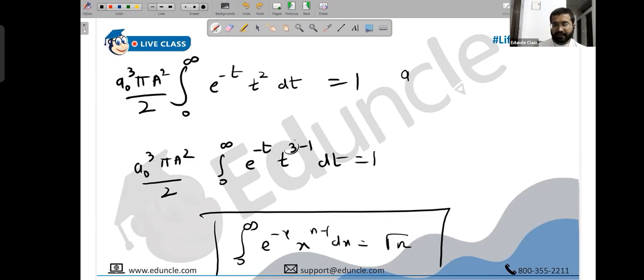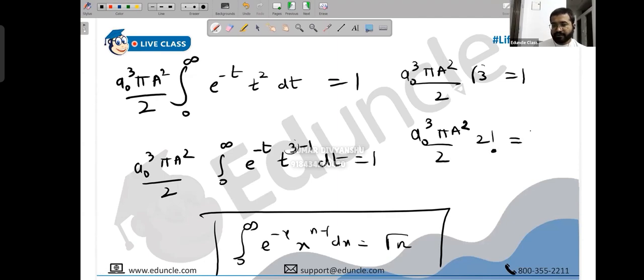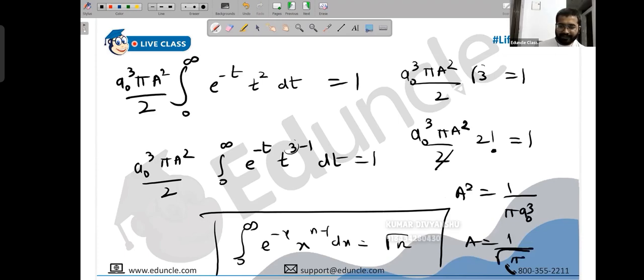So we have a naught cube pi a square upon 2 times gamma 3. What is gamma 3? 2 factorial. The 2 gets cancelled. We have a naught cube pi a square, which is 1, so A square is 1 upon pi a naught cube. Did you understand where the limits did not change? Yes, exactly.